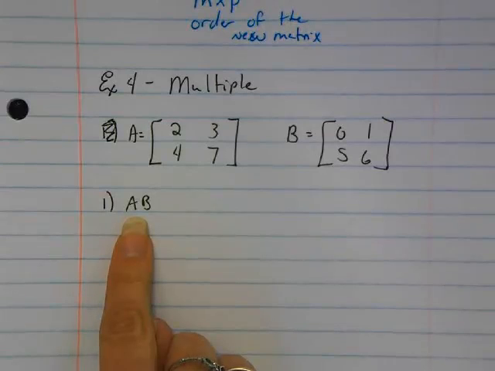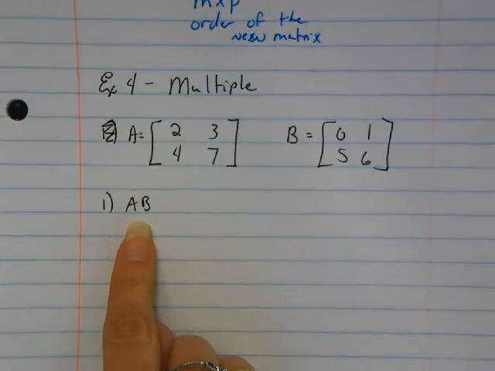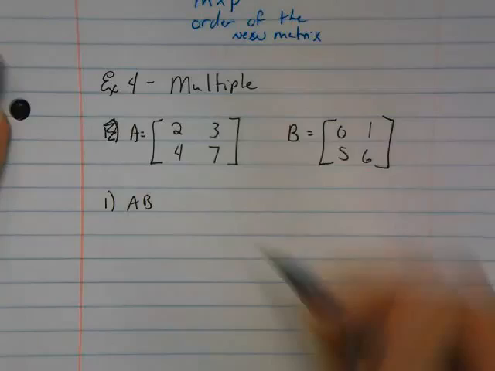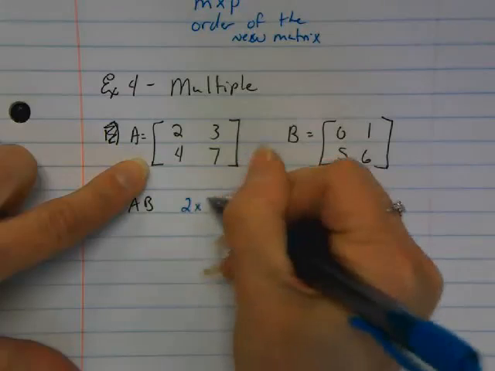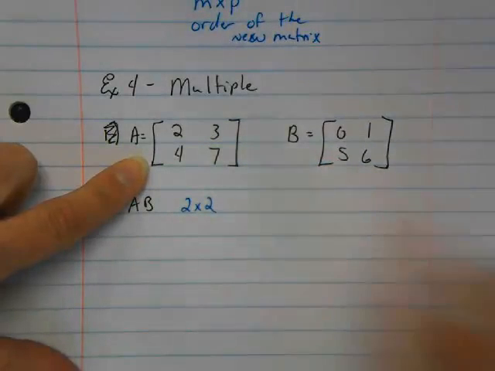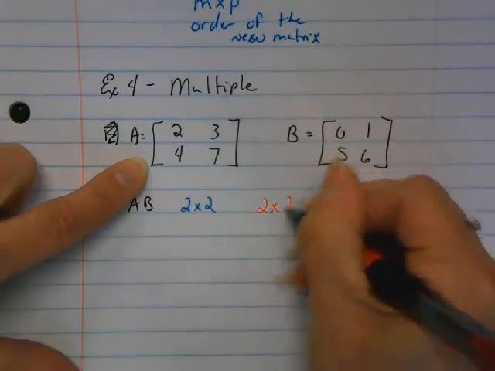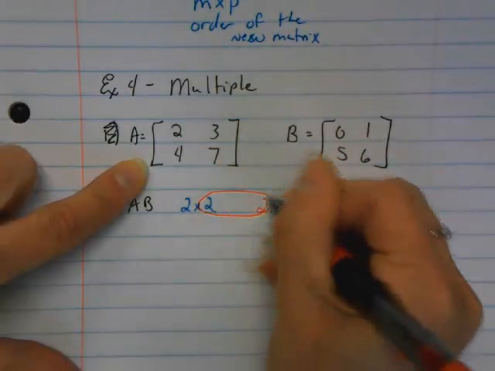So what are the dimensions of A? A is 2 by 2, and the dimensions of B is 2 by 2. So the first thing I do is check these inners. Do they match? Yes. So then I can multiply, and I'm going to get what's left, a 2 by 2.